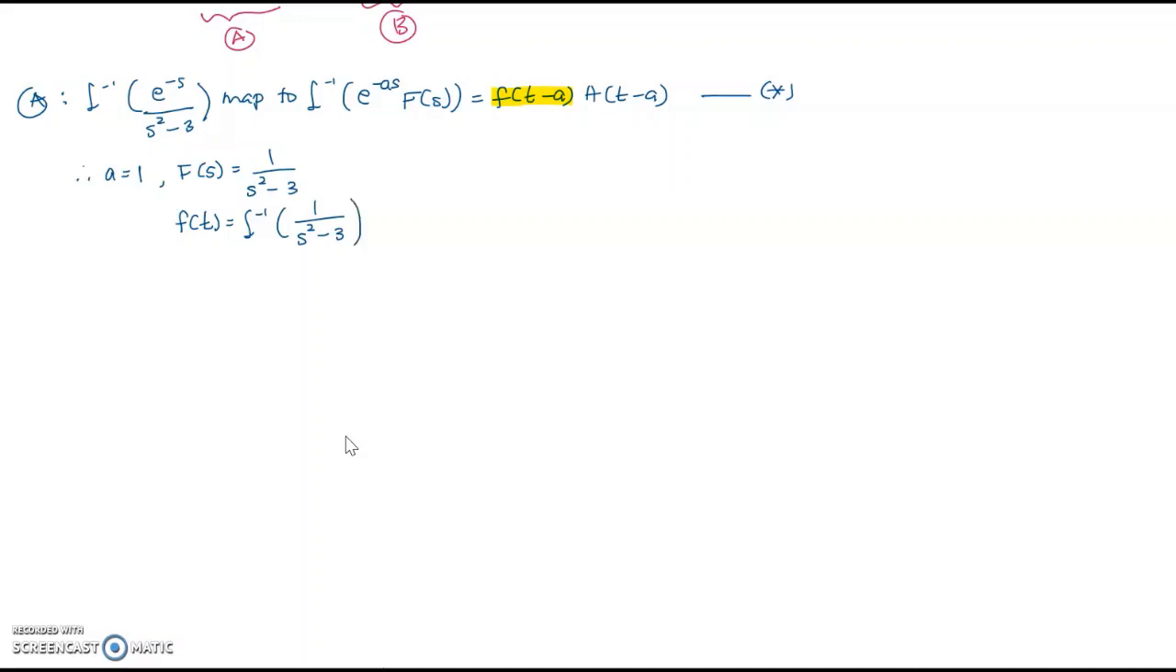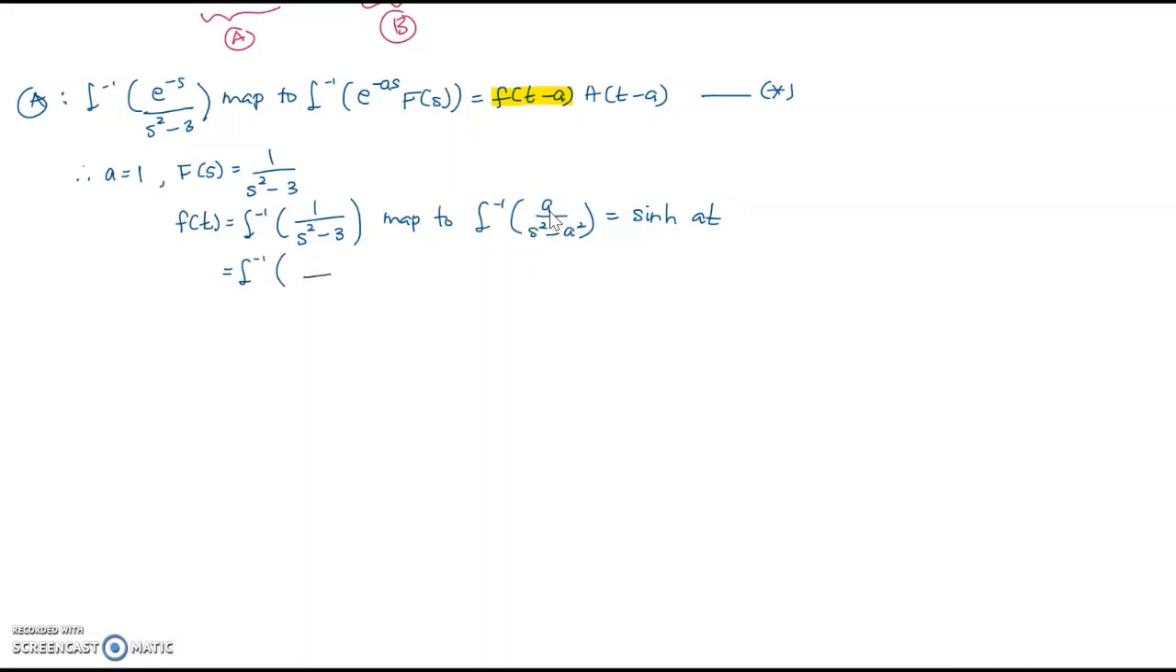Now look back at your table and find which one is the most similar expression on the right hand side of your table. If you refer to the table, this one maps to a over s squared minus a squared, which is sinh(at). Now we need to do a bit of manipulation, because what we have here is 1, and in the table it is a. So a little bit of manipulation is needed here.